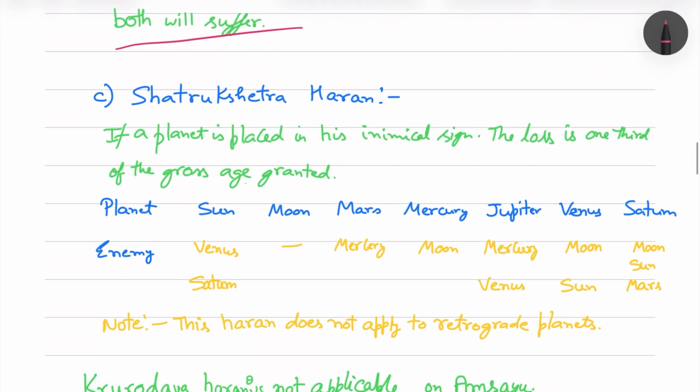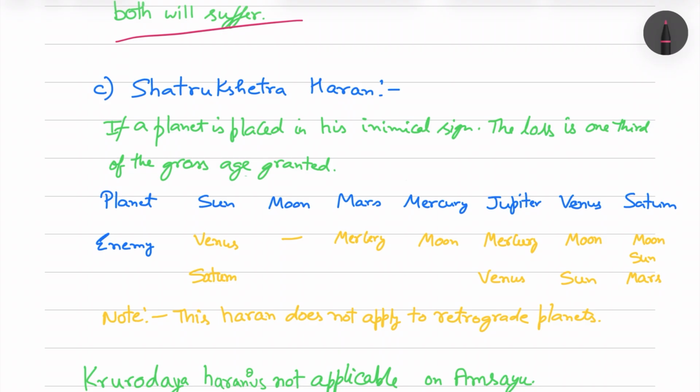Third Haran is Shatru Kshetra Haran. It is when a planet is placed in an inimical sign, then it loses one third of the gross age granted by that planet. Enemy for Sun is Venus and Saturn. For Moon, no enemy. Mars if placed in Mercury zodiac, Mercury in the moon sign, that is Cancer, Jupiter in Mercury and Venus, Venus in moon and sun sign, and Saturn in moon, sun, and Mars sign. This Haran is not applicable on retrograde planets.